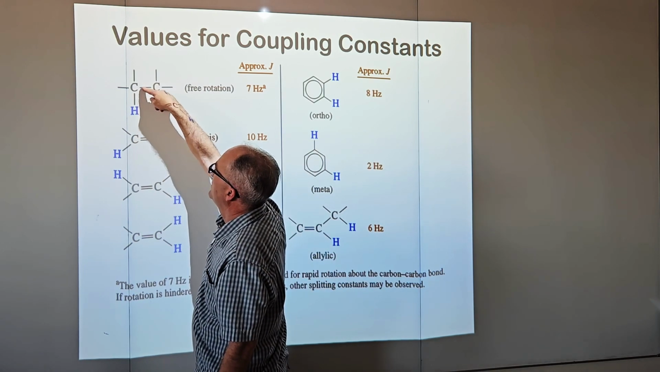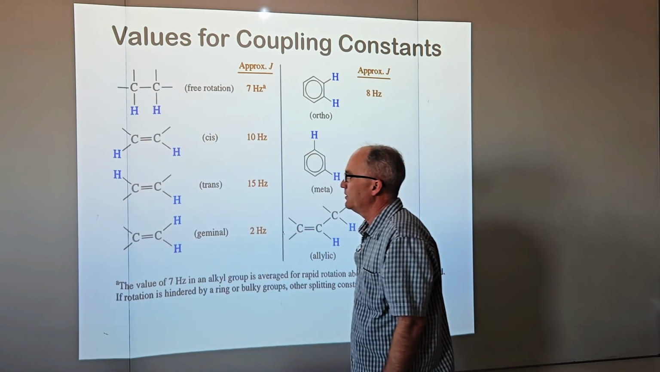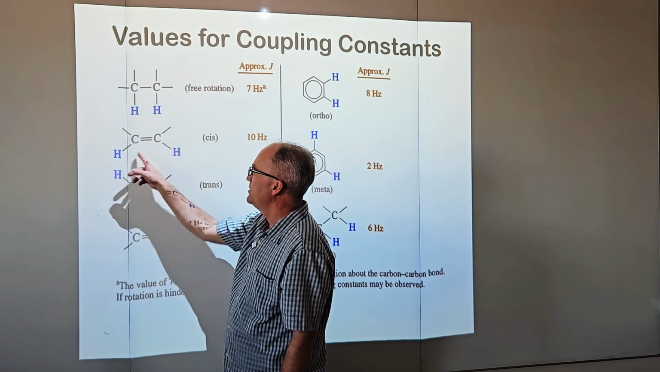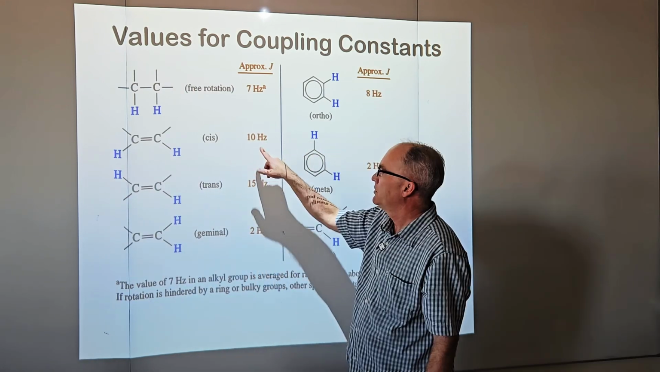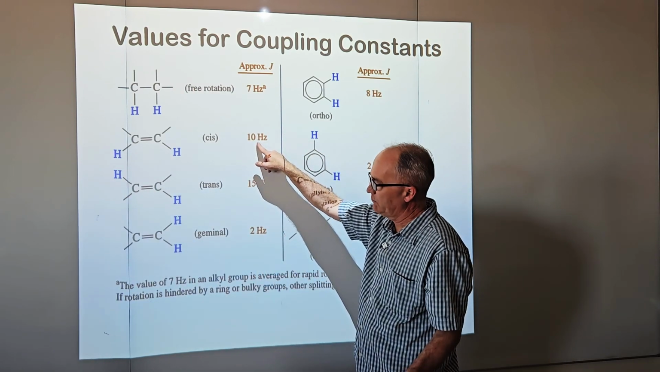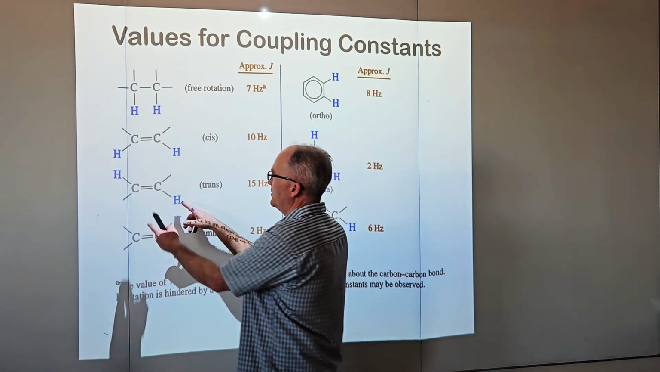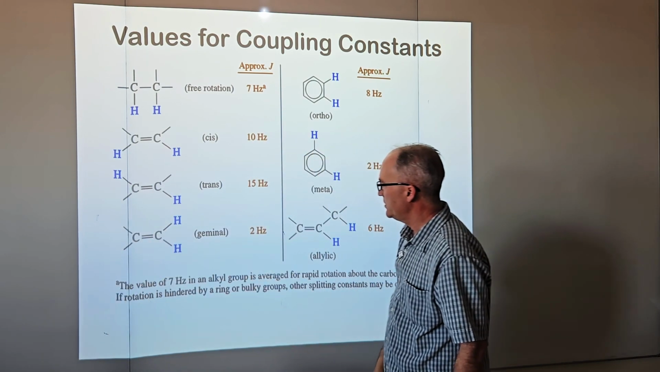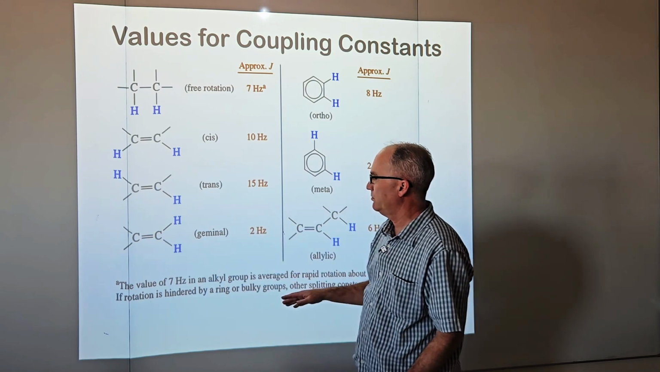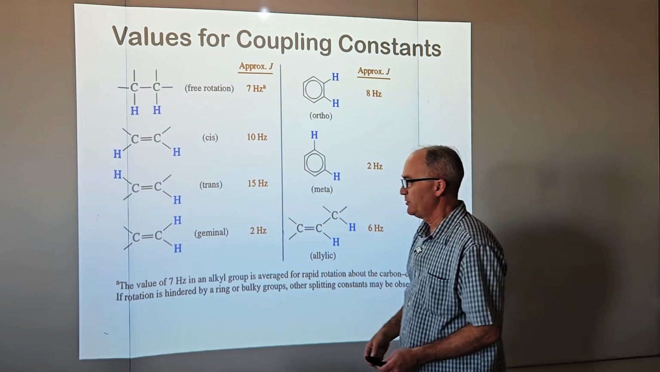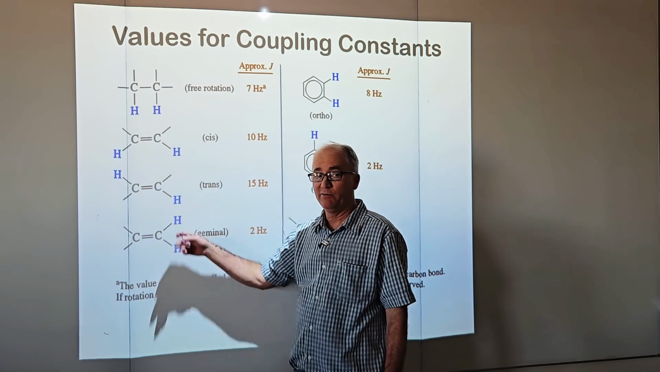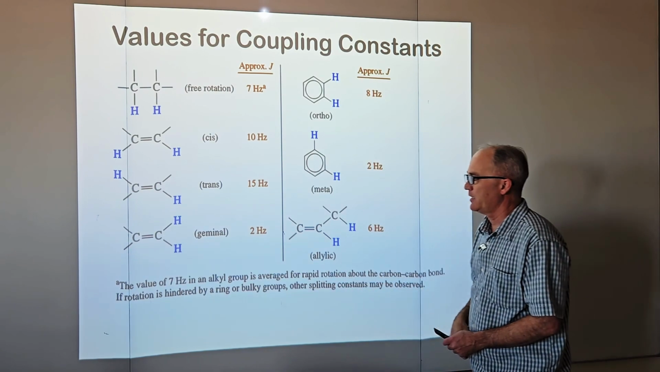And it says that sigma bond can rotate. When these 2 things split each other, the peaks, the multiplet, whatever it is, will be split by 10. If they're in the trans position, 15. Geminal 2 Hertz. And some of you might be saying, well, aren't these equivalent? We're going to get into that.